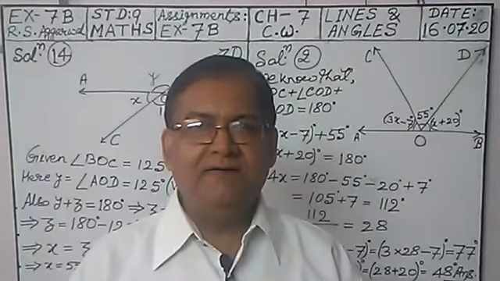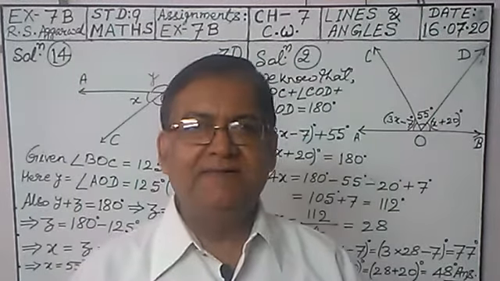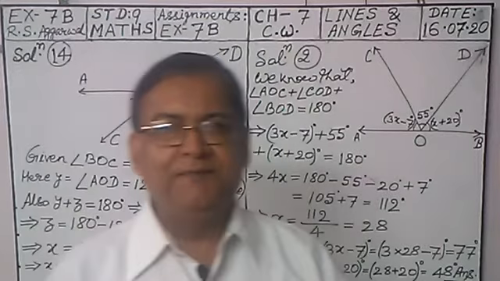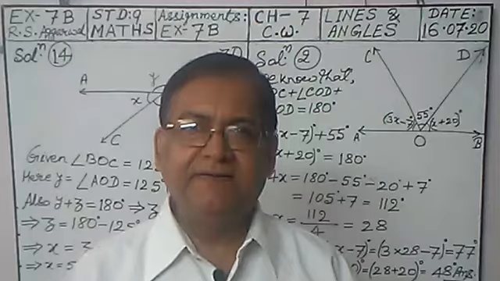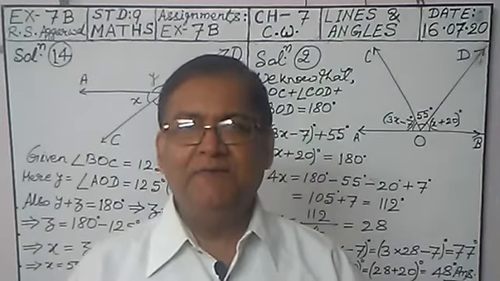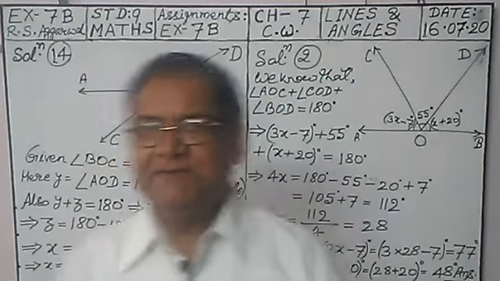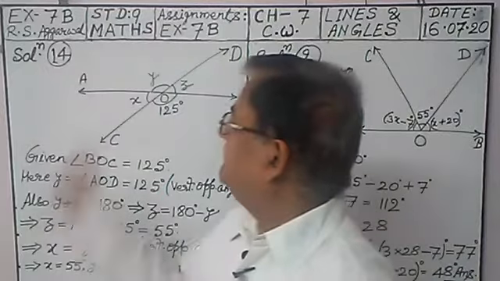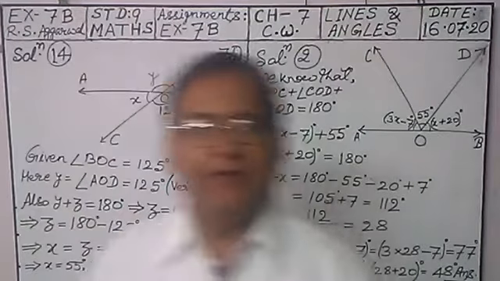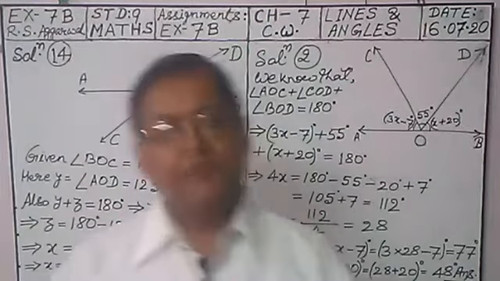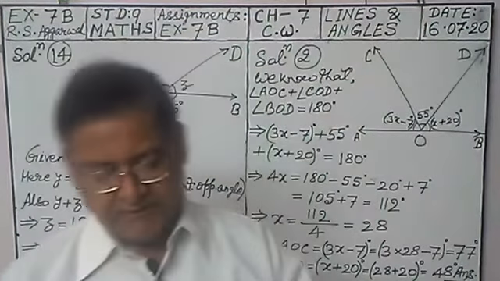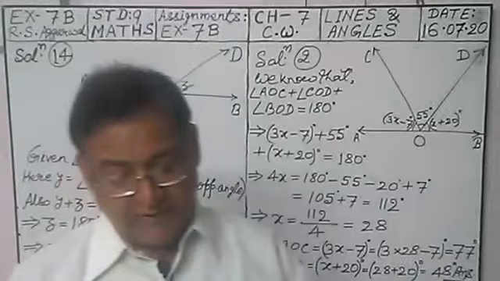Today we will start new exercise 7B in the chapter Lines and Angles. So let us see what are the next sums. Today we will take up one important sum, that is sum number 14. I am just reading sum number 14 from R.S.